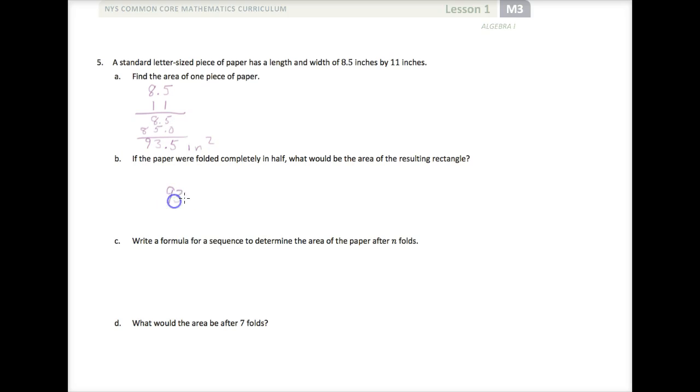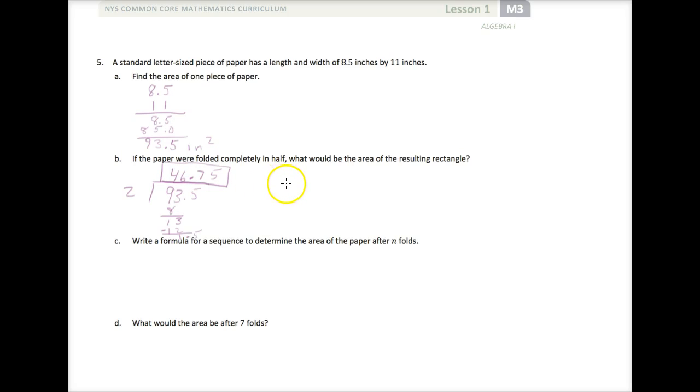Well, let's see. 93.5 divided by 2. I'm just doing the long division here. Some of you, it's been a long time since you've seen it. That goes in 4 times, 6 times, minus 12 gives us 1.5. So 2 goes into 1.5, 7, 5. 46.75 would be the area of the paper folded in half.